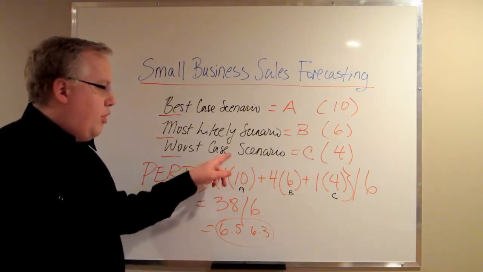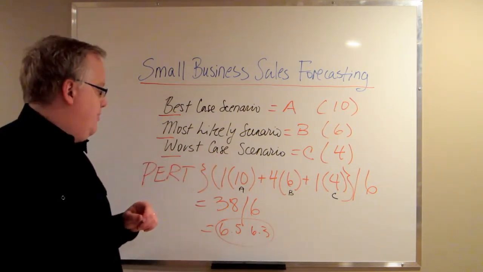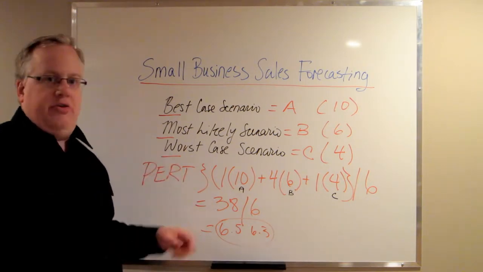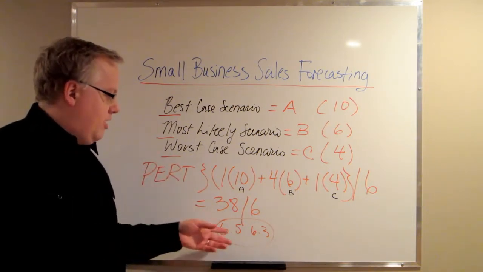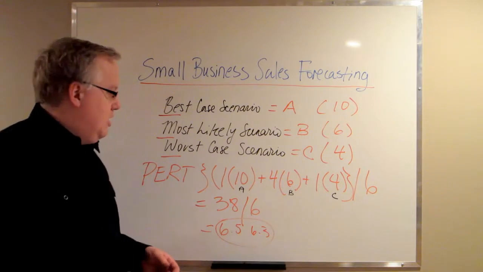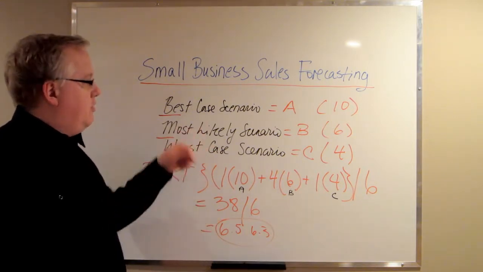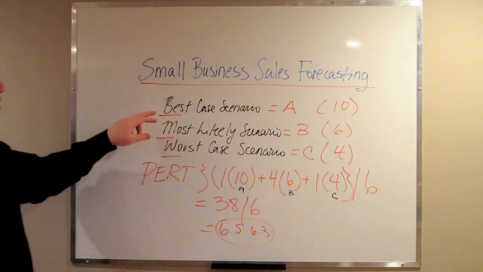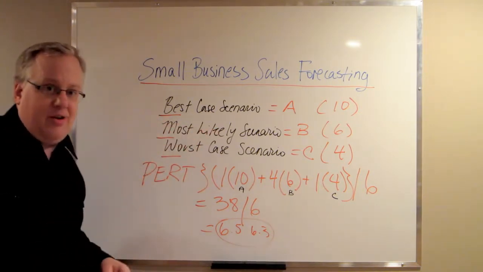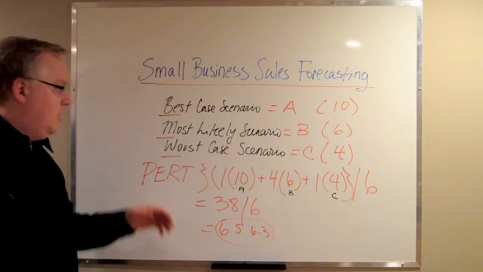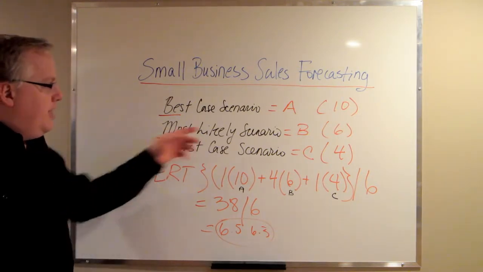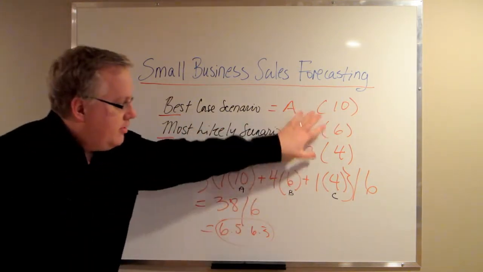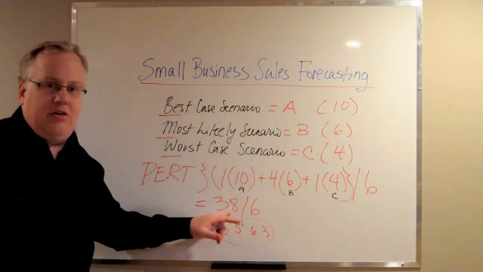Now, PERT becomes more accurate the more sample portions you have. So when you first get started, you're probably going to be all over the place. But as you use PERT and as you use this simple little process to ask your salespeople, how much do you think you're going to sell? What's the best case scenario in terms of sales? What's the most likely scenario? What's the worst scenario? These numbers are going to become more accurate. And as these numbers become more accurate, this calculation will become more accurate.